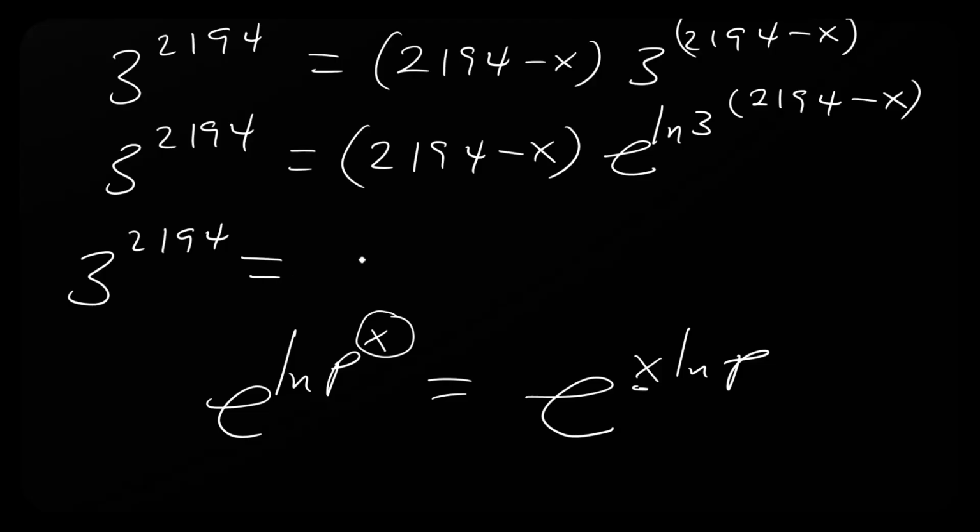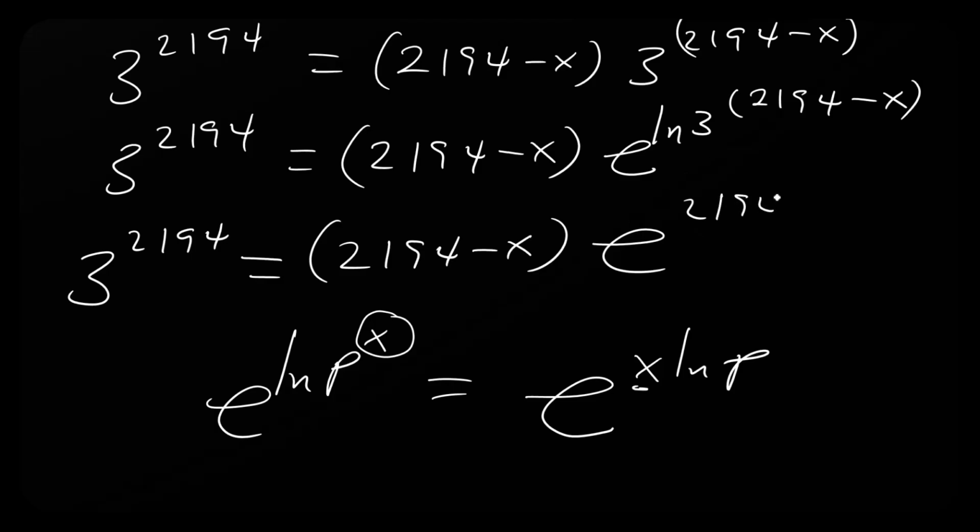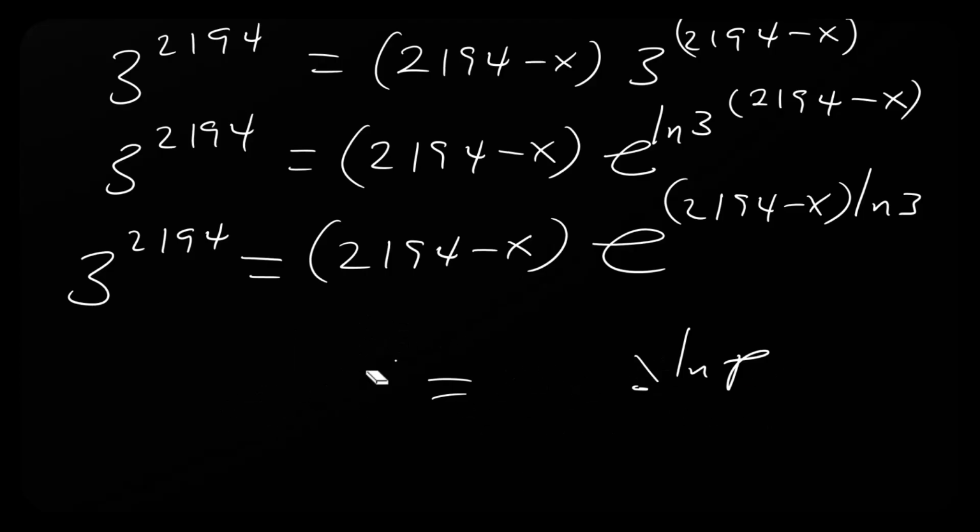3 to the power 2194 minus x. Okay, so this side will be 2194 minus x ln of 3. So look at this and that. Okay, so we are almost done. Now let's check this one again. We have 2194 minus x ln of 3.